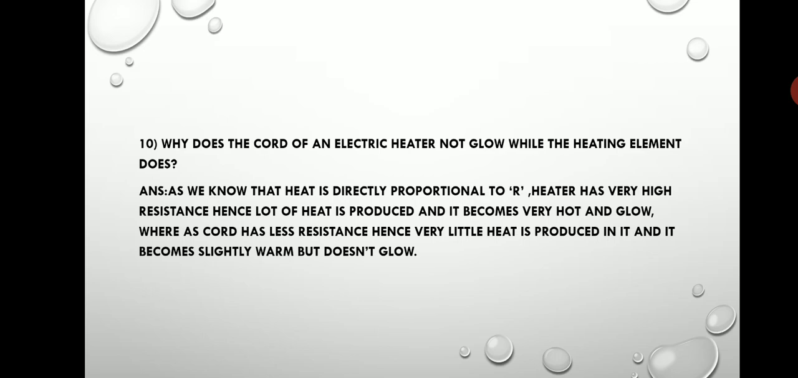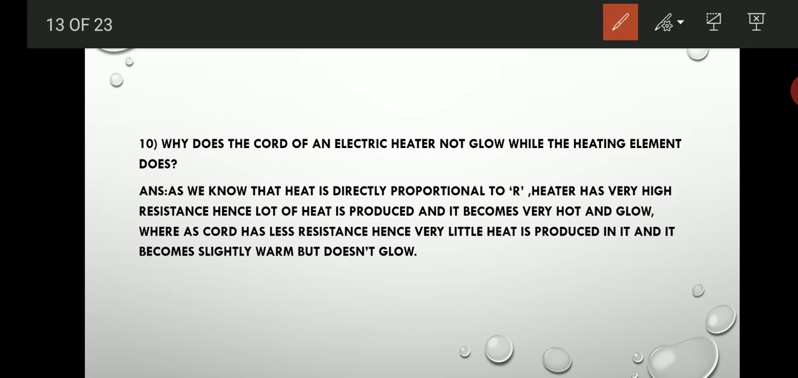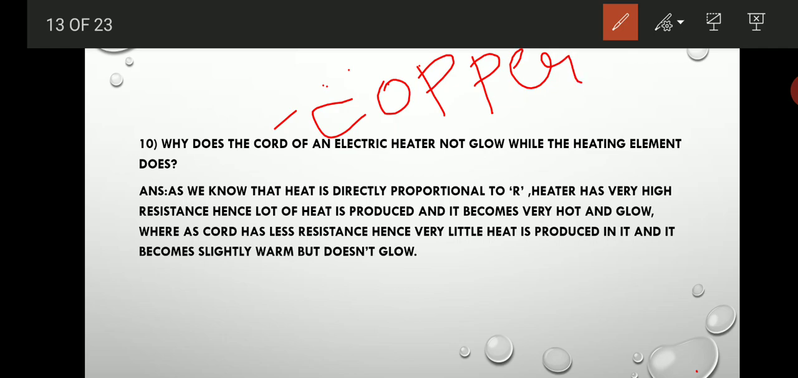Okay, so the 10th question. Why does the cord of an electric heater not glow while the heating element does? See here, the cord is made up of copper. And what is copper? It is a good conductor, right? Whereas the electric heater element is an alloy. That means it is made up of nichrome, and that nichrome consists of nickel, chromium, and often iron.